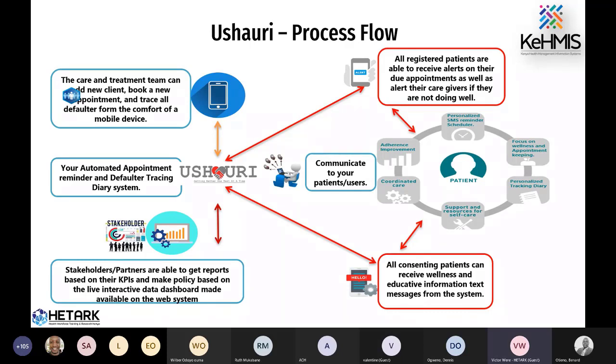Next. So this is just a simple process flow of Ushauri, where after you go to the facility, the care and treatment team can add a client and book or schedule a client's next appointment after consenting them. So the consented patients are able to receive automatic alerts and reminders on their appointments that are due. Stakeholders are also able to get reports based on the KPIs, which can be used to make policy. As you'll see later on, there's a dashboard that has very interactive data that you can use to make decisions. Next slide.